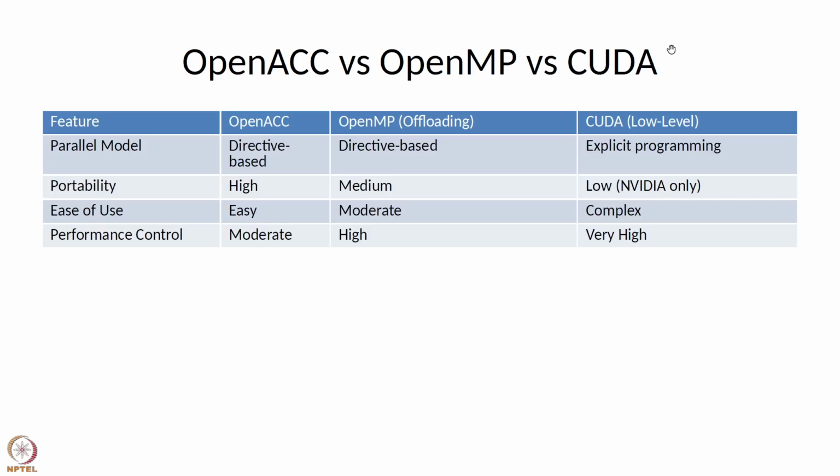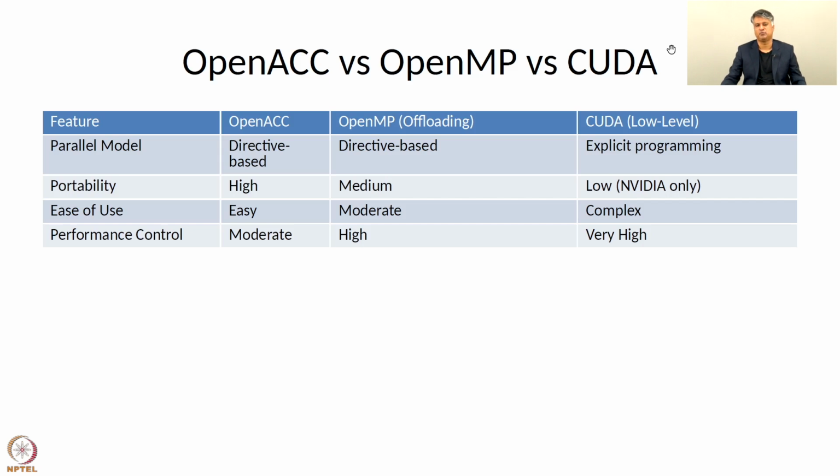So to look at a brief comparison between OpenACC, OpenMP and CUDA, all three are parallel models. OpenACC and OpenMP both are directive based, whereas CUDA is explicitly programmed. OpenACC is more portable because it supports a larger number of devices, and can go between CPUs and GPUs as well. OpenMP offloading has comparatively less support. The lowest level of support obviously is with CUDA, which works only with a certain brand of devices.